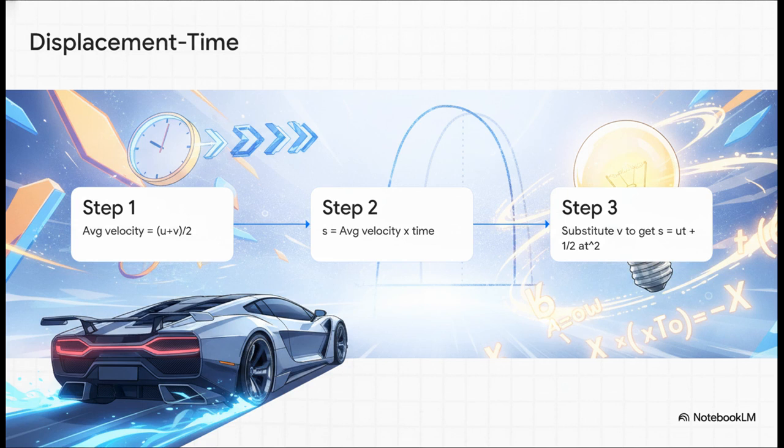Let's see how this builds into the displacement-time relation. We know average velocity is just initial velocity plus final velocity divided by 2. And displacement, which we represent with the letter s, is average velocity times time. If we take that first equation, v equals u plus at, and just substitute it in for v, the math beautifully simplifies down to s equals ut plus 1/2 at squared. This clever little equation calculates exactly how far an object travels while it's accelerating.